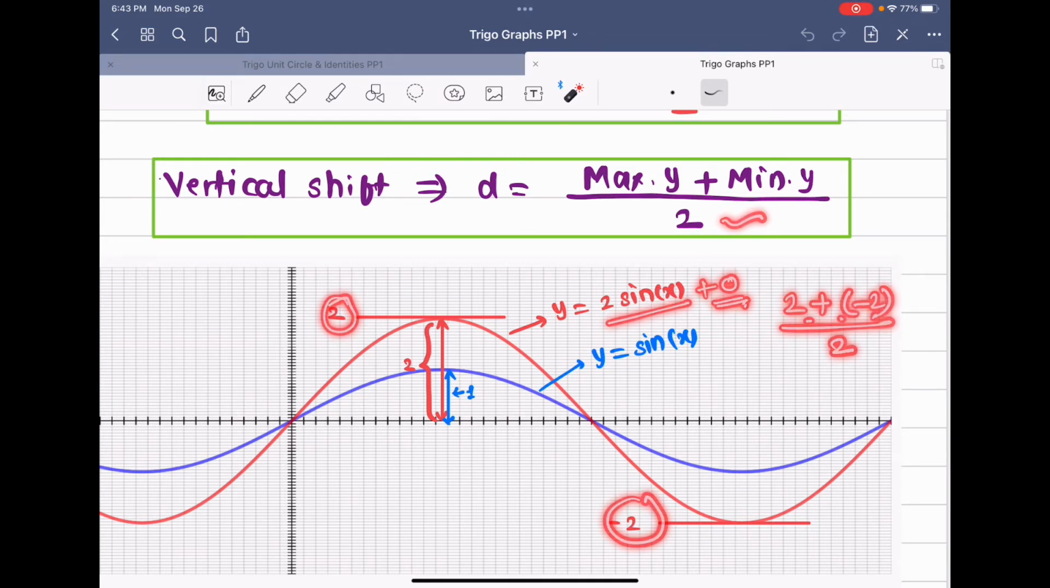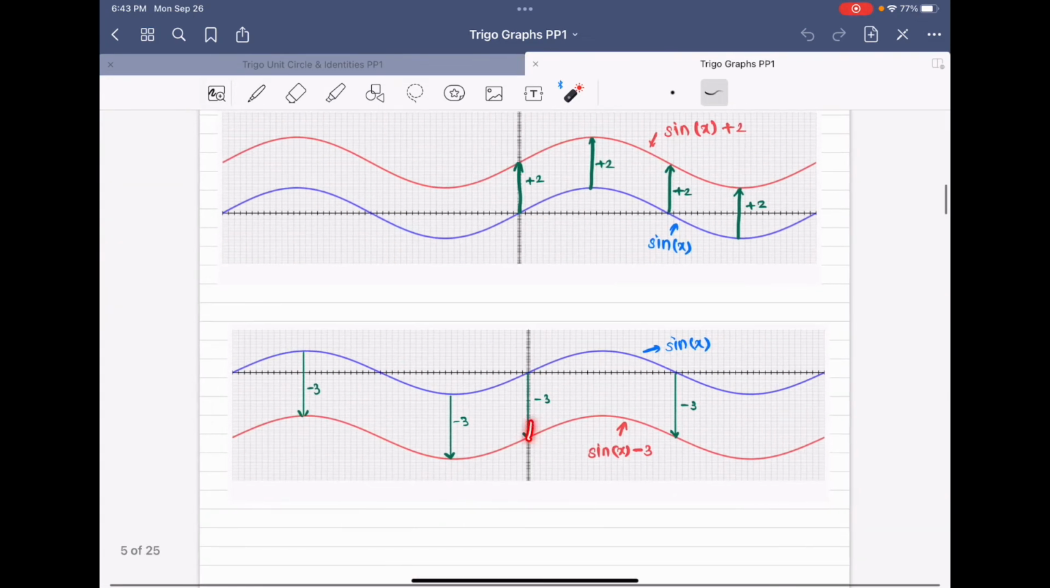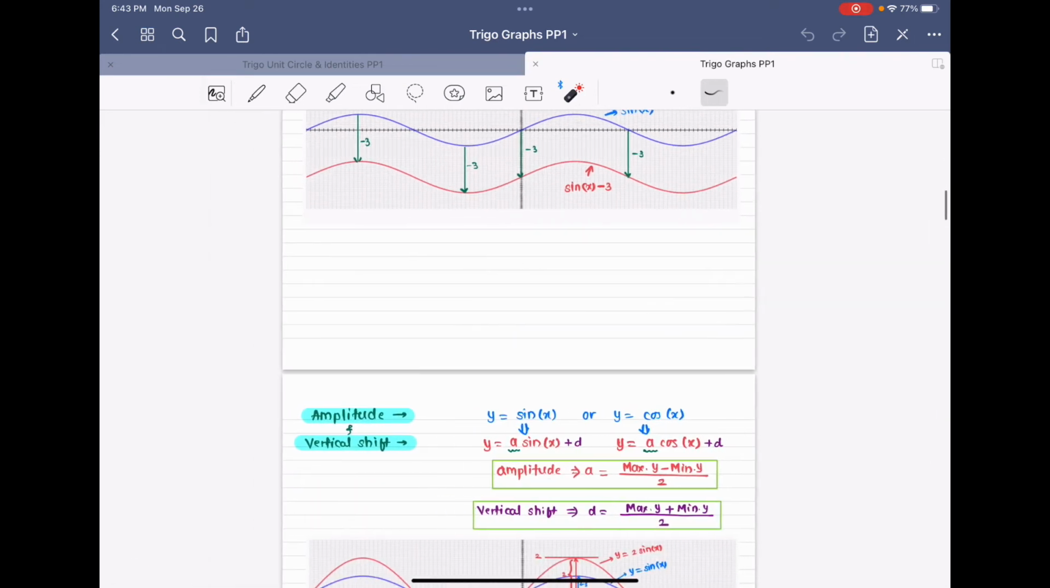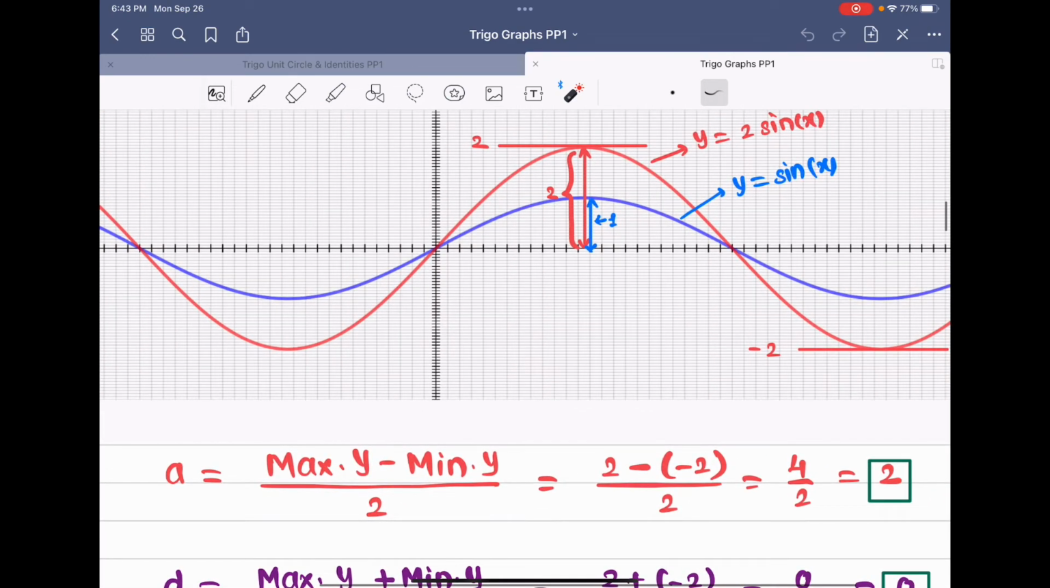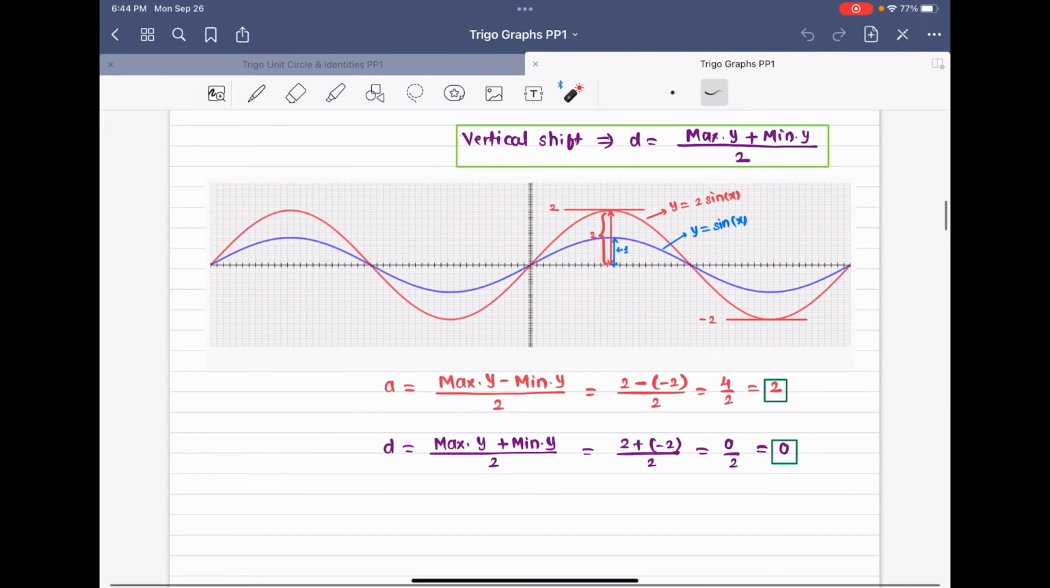2 plus -2 is 0. 0 divided by 2 is 0. So there is no vertical shift happening. So you can see here the graph is as it is. Every point is the same, only the amplitude changes. The graph is not moving, like every point is not moving downward or every point is not moving upward. Both graphs are starting from 0, 0, and because of the amplitude change, the height is changed. That's it. So here is the same calculation for this graph.